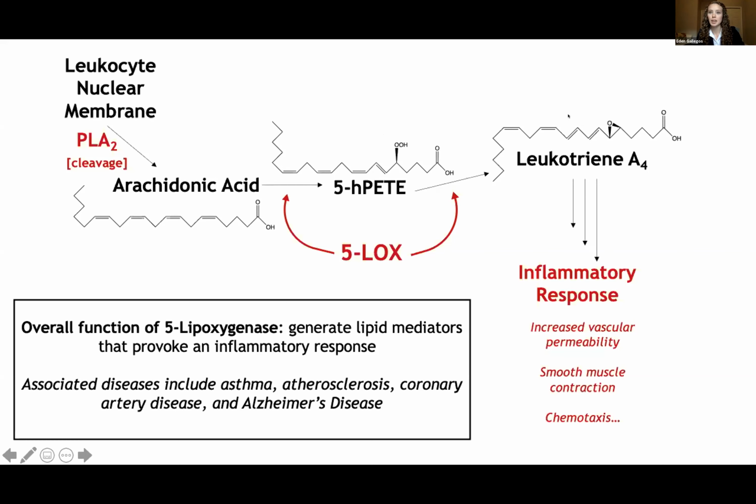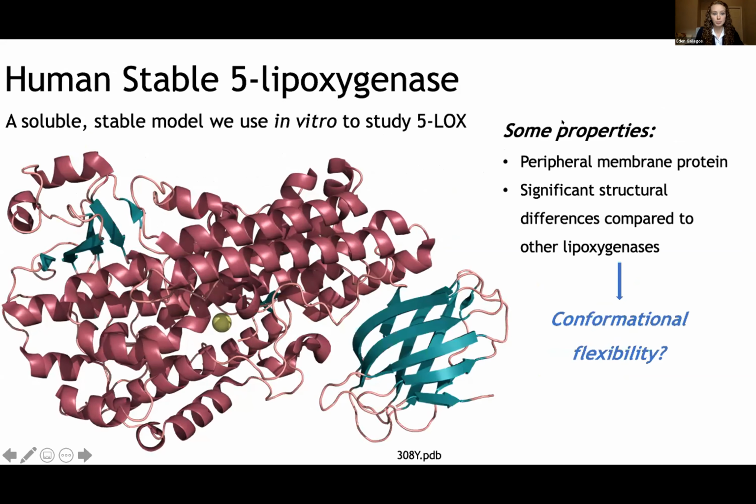Next, 5-LOX forms an epoxide, producing leukotriene A4. LTA4 can be converted to other leukotrienes and cause an inflammatory response itself. When the system is overactive, it can play a developmental role in diseases like coronary artery disease or asthma. So this is one reason we're interested in the structure and function of 5-LOX.